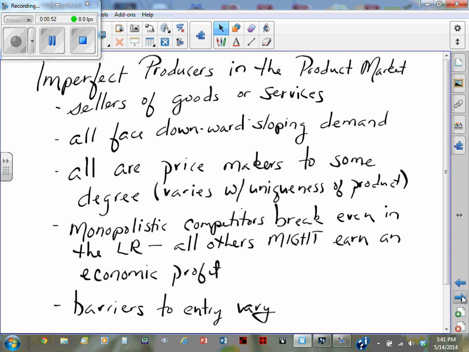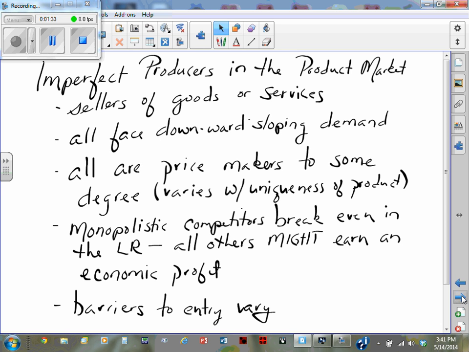Monopolistic competitors will break even or earn normal profit in the long run. All others, oligopolies, monopolies, might earn an economic profit in the long run. They could also break even in the long run. Could be either one. And the amount of barriers to entry will vary significantly depending on the type of producer we're talking about. A monopolistic competitor will have very few barriers to entry. On the other hand, a monopoly has many significant barriers to entry, and that is what creates the monopoly power, the fact that there's only one seller, the fact that it's impossible for somebody else to break into this market.